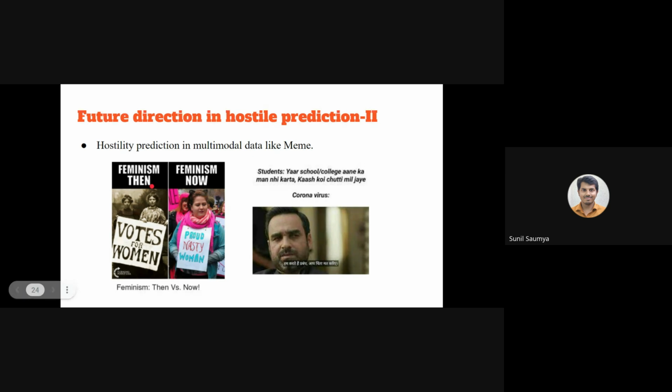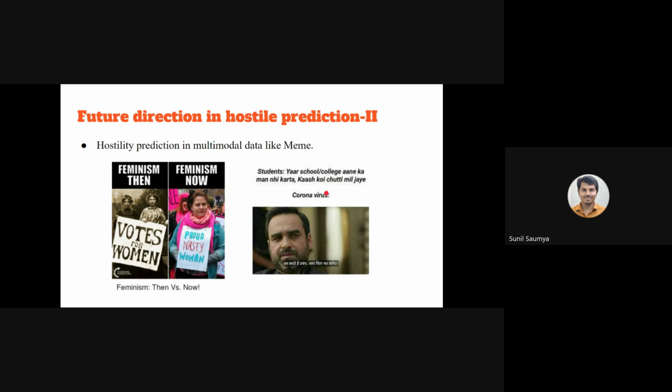People have worked on this part. There are a couple of good works which you can find from the last 2 or 3 years for this kind of data for hostility prediction. But when it comes to this kind of data, look at here. Nowadays these kinds of memes are flooded, at least in India, right? People make fun of others, there is sarcasm. So memes are quite popular nowadays for each and every context.